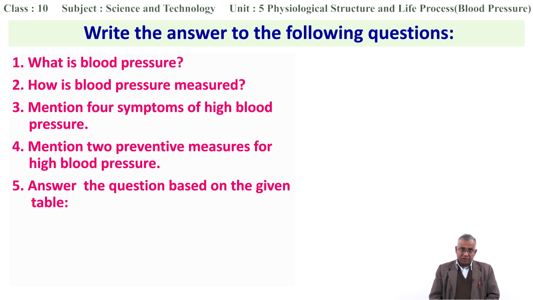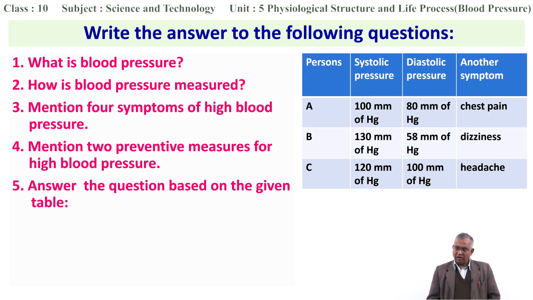Yes. Answer the questions based on the given table. Again a table. Look, here are 3 persons. Person A has systolic pressure 100 mm of Hg, diastolic 80 mm of Hg, and the person has chest pain also. Person B has systolic pressure 130 mm of Hg, diastolic pressure 58 mm of Hg, and another symptom is dizziness. Person C has systolic pressure 120 mm of Hg, and diastolic pressure 100 mm of Hg, and another symptom is headache.